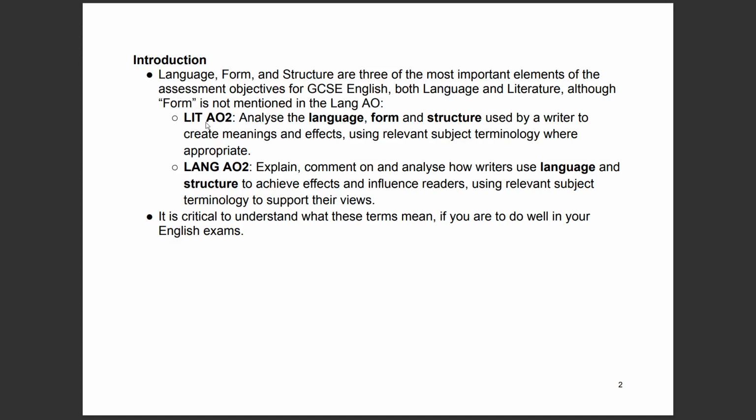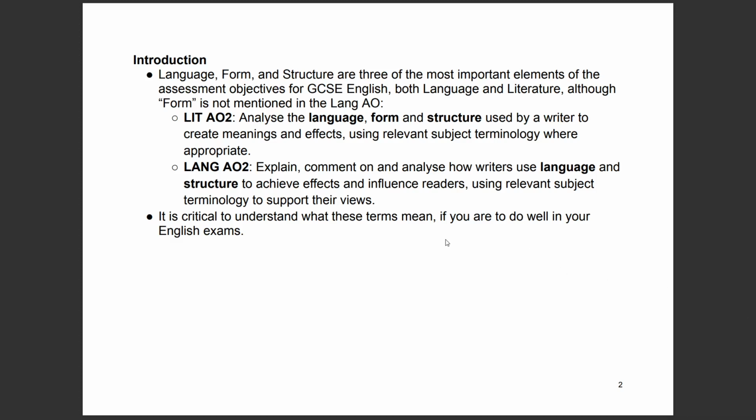If we start with the literature AO2, as you can see: analyze the language, form, and structure used by a writer to create meanings and effects using relevant subject terminology where appropriate. For the language AO2: explain, comment on, and analyze how writers use language and structure to achieve effects and influence readers using relevant subject terminology to support their views.